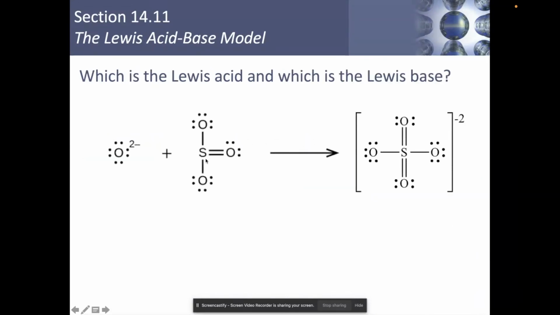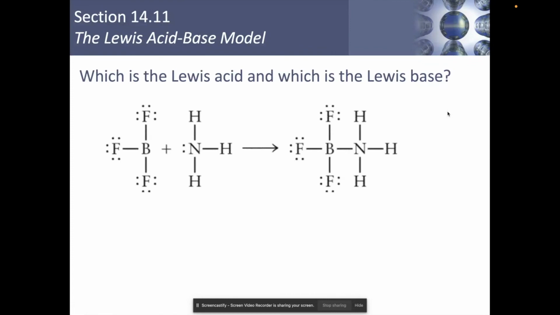A good example would be this. I've got an oxide ion, and here I've got sulfur trioxide, and I'm making a sulfate ion. So there are no hydrogens here. How do I figure out which one of these 2 is going to be our acid or our base? Here, this would be our base. You can see that a pair of electrons needs to be donated in order to form a bond. And then electrons get moved around in order to make another double bond. So this would be our base because it is donating a pair of electrons. This would be our Lewis acid because it is accepting a pair of electrons. And this would be our product.